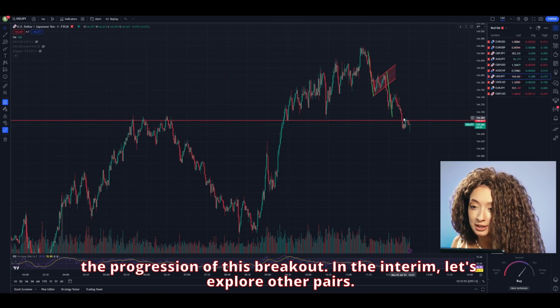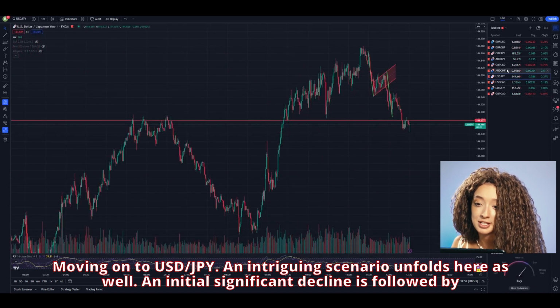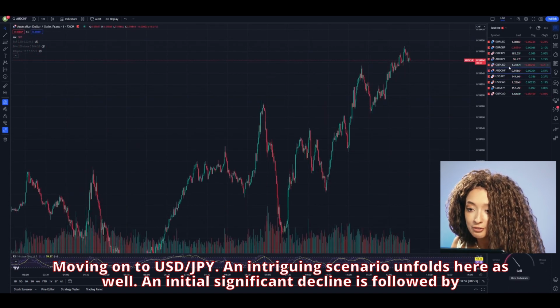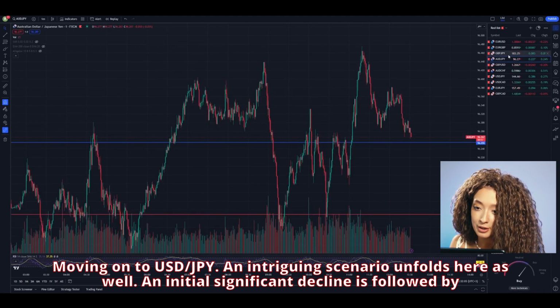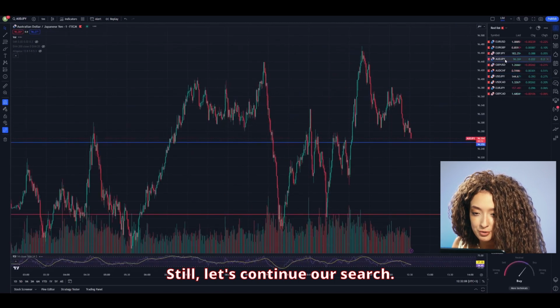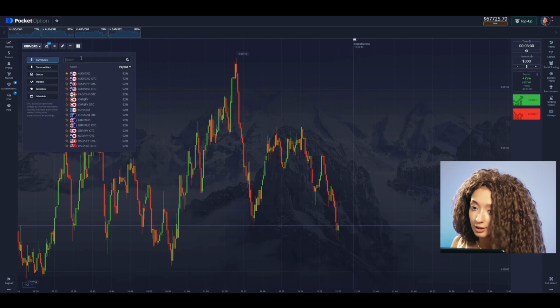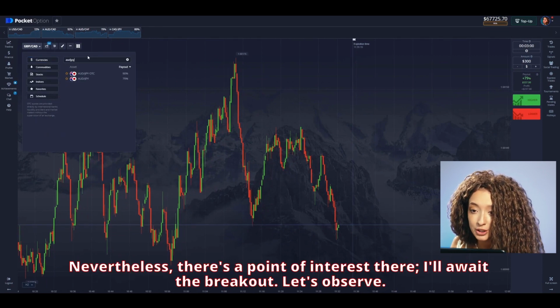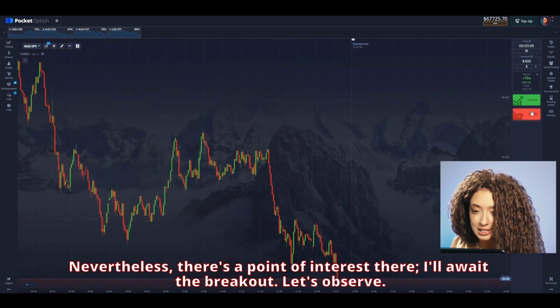In the interim, let's explore other pairs. Moving on, the USD and Japanese yen. An intriguing scenario unfolds here as well. An initial significant decline is followed by an accumulation phase. Still, let's continue our search. Unfortunately, there is nothing worth waiting for in this case. Nevertheless, there is a point of interest here. I'll wait for the breakout. Let's observe.